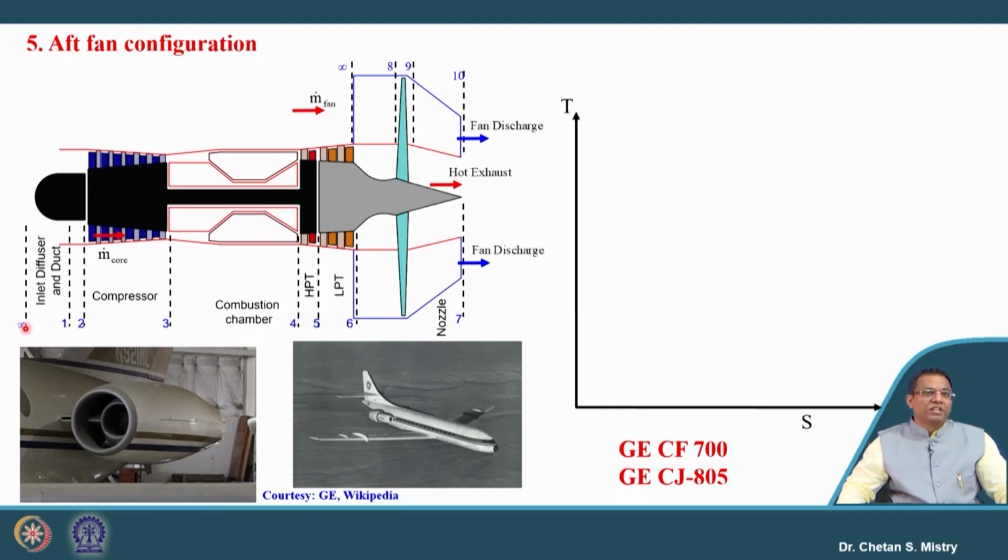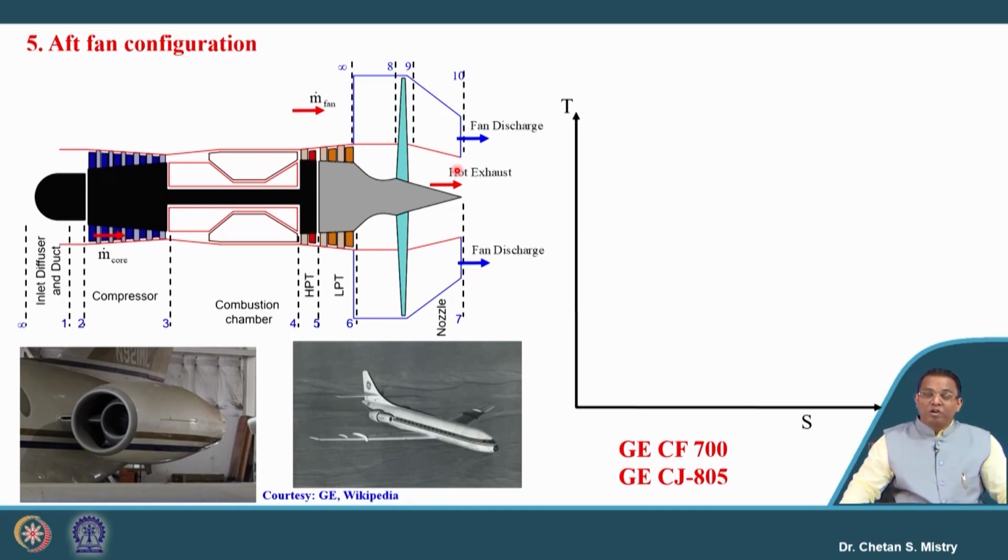Suppose this represents the free stream condition. Here we have the inlet duct, then our compressor, combustion chamber, HP turbine, and LP turbine, and that LP turbine is used to rotate this fan. Here we have two exit nozzles: one nozzle from the fan, and the second nozzle from the hot section, or the core exit nozzle.